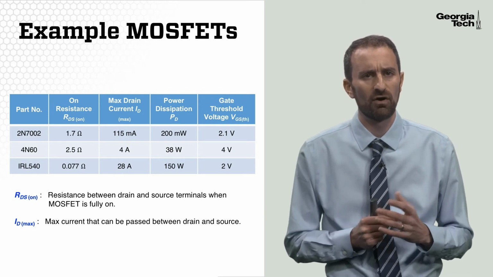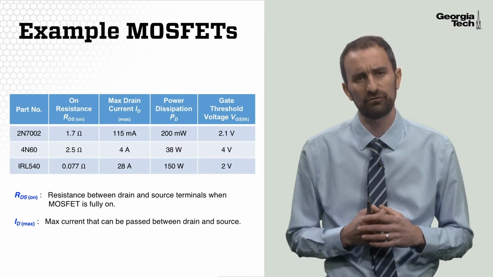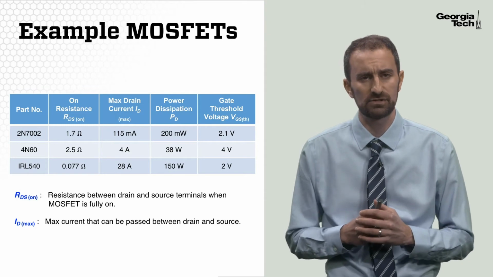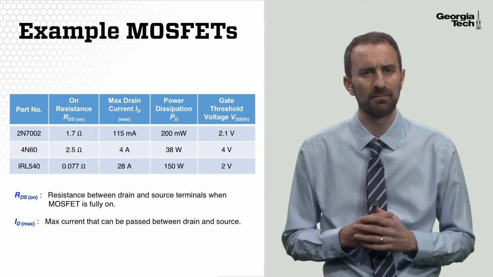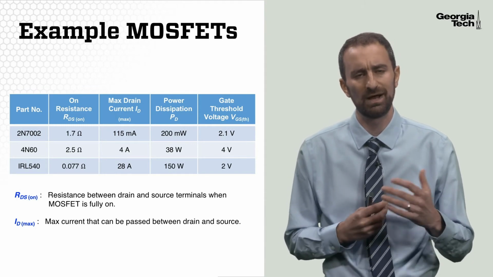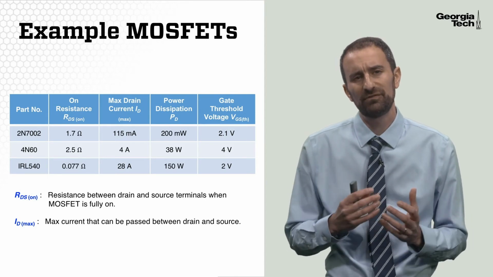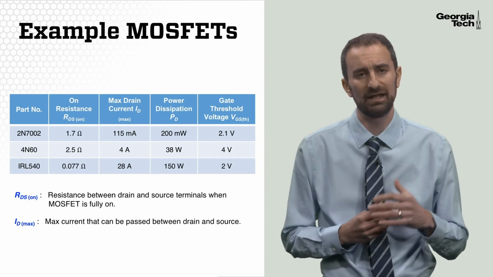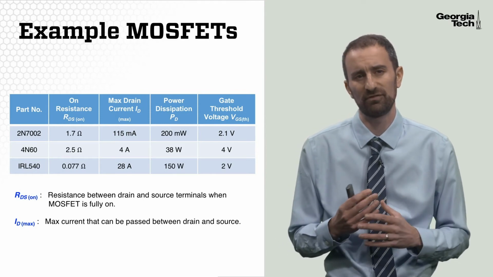First, we can see the on resistance. So this is the resistance between the drain and the source when the MOSFET's in the saturation state. You can see we're talking about 1 ohm, 2 ohms, or well under 1 ohm. So this essentially acts like a closed switch when in the on or saturation state. These resistance values are very low.